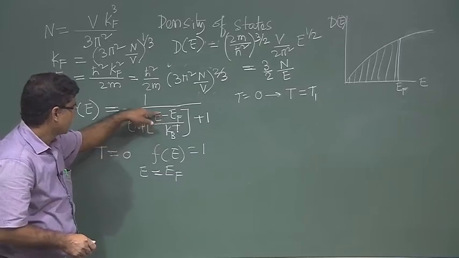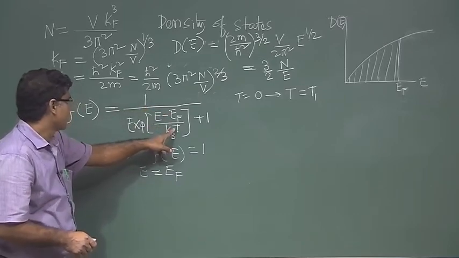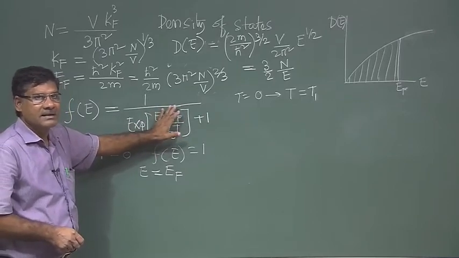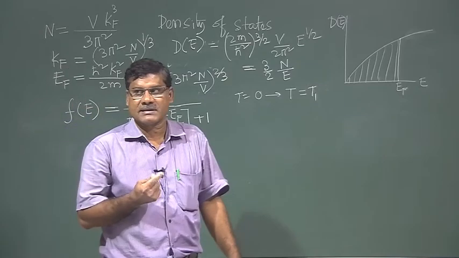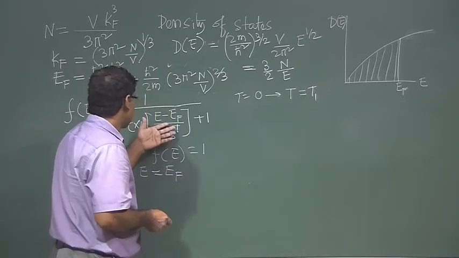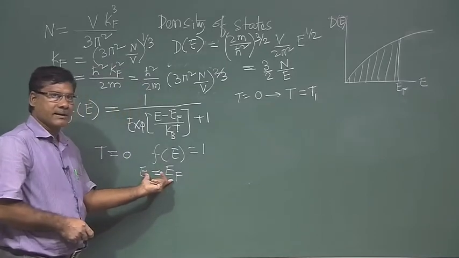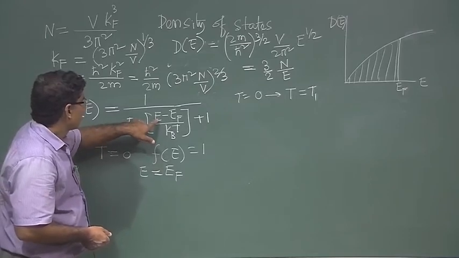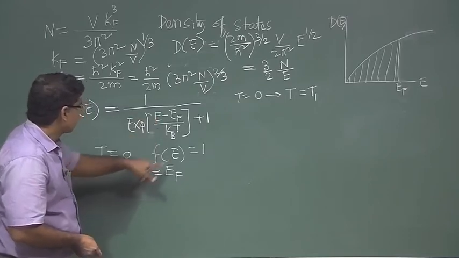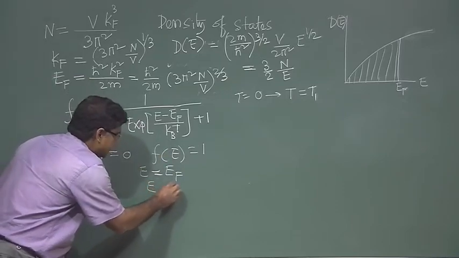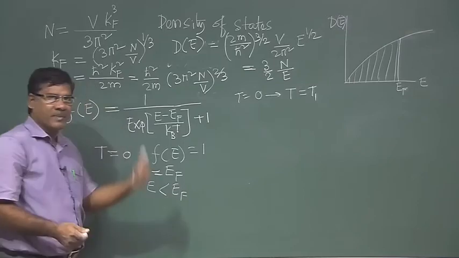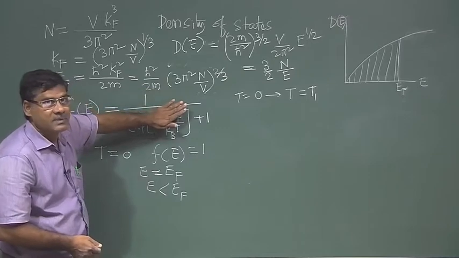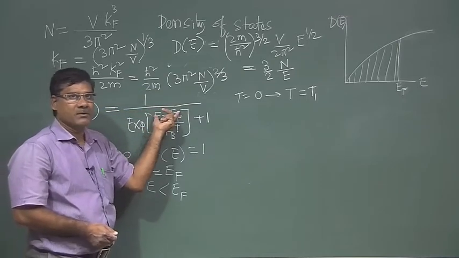here it is 0 by 0, so it is undefined, right. So, it is the signature of discontinuity, the curve will be discontinuous for such a case. Okay. And when E is not equal to EF, E is less than EF, below the Fermi level, it is negative, some negative value, right.